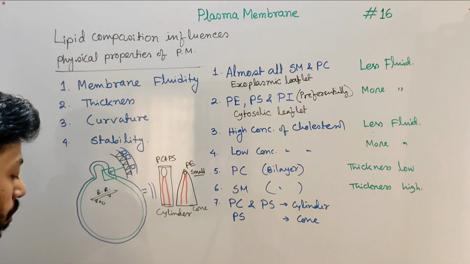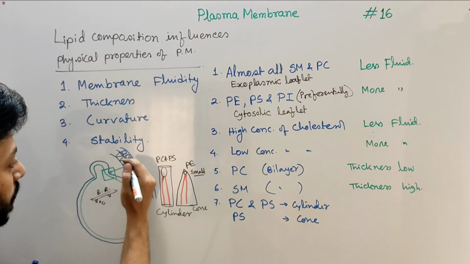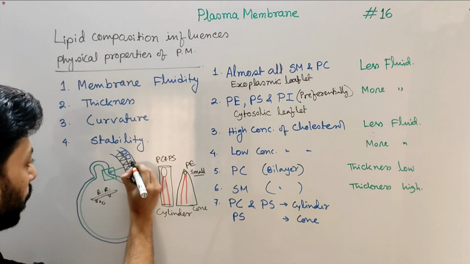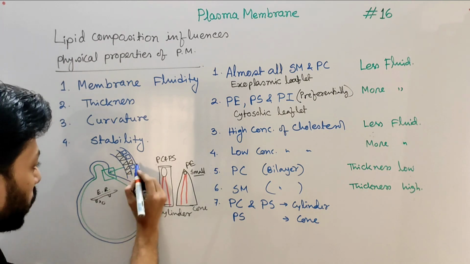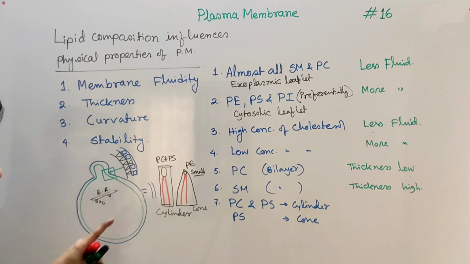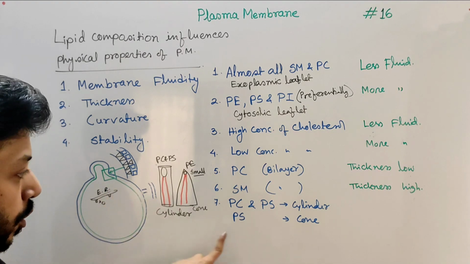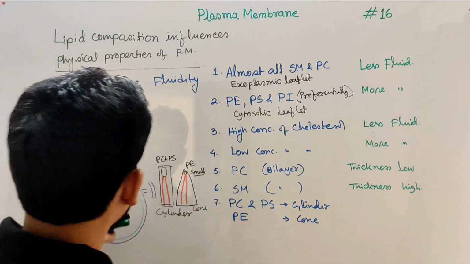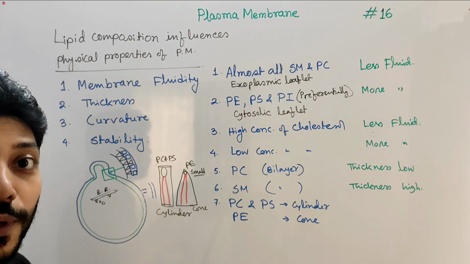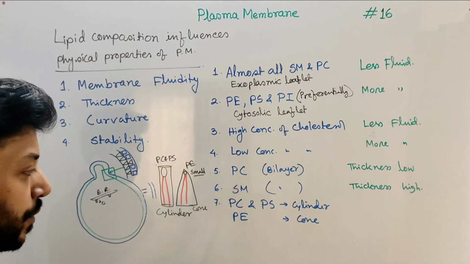Also, cone shaped lipid molecules can be present outside, but more cylindrical lipid molecules are present there. So when the inner side of the membrane contains cone shaped lipid molecules, here it will be PE, it forms curvature. It is the tendency.